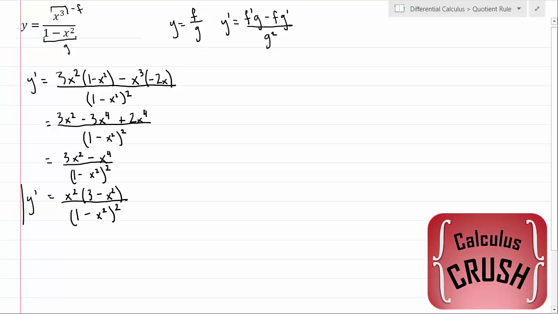And there you have it. y prime is equal to x squared times 3 minus x squared, all divided by 1 minus x squared squared.